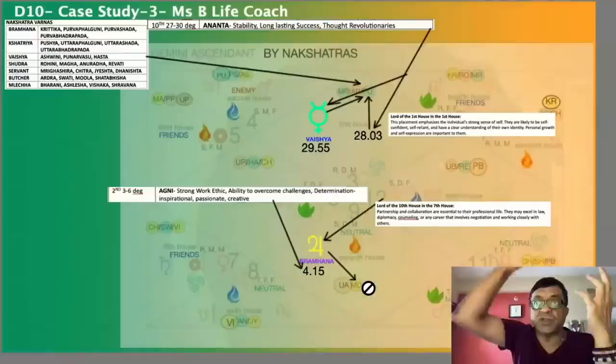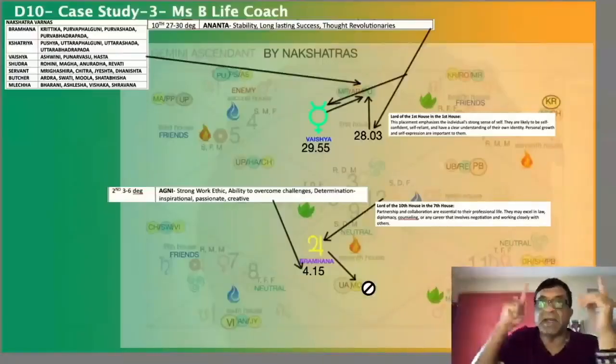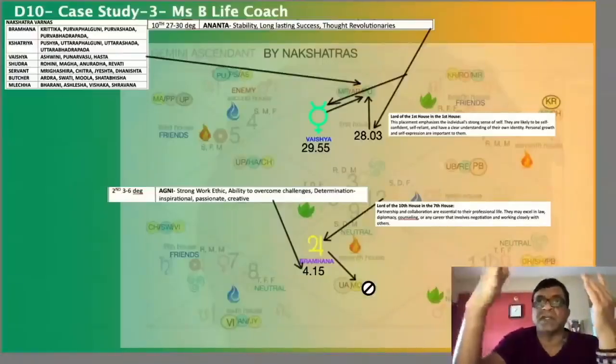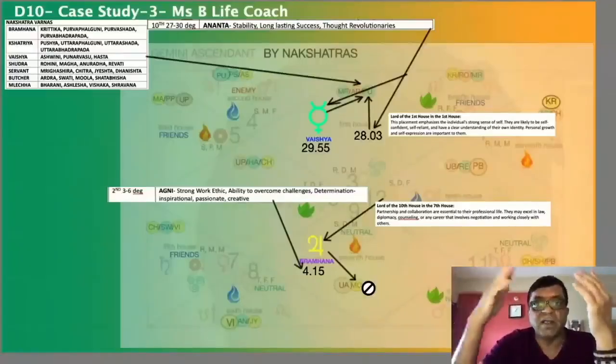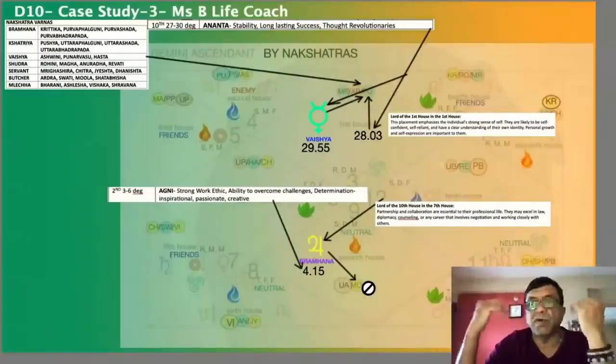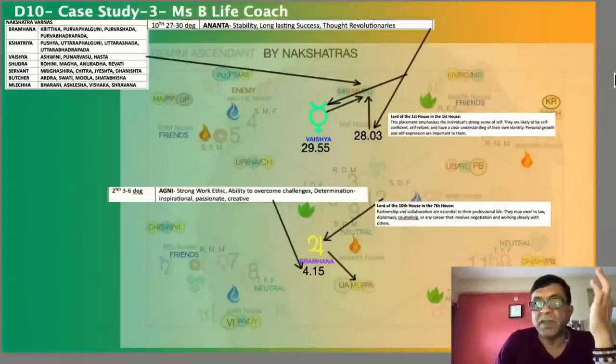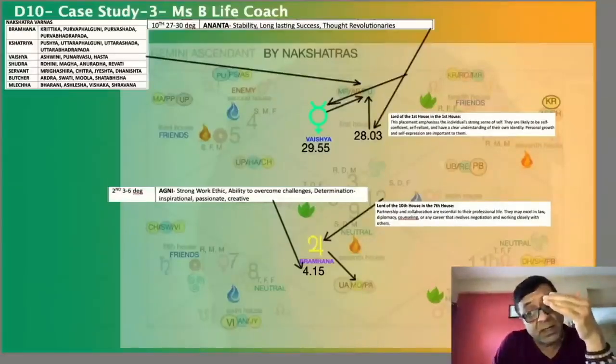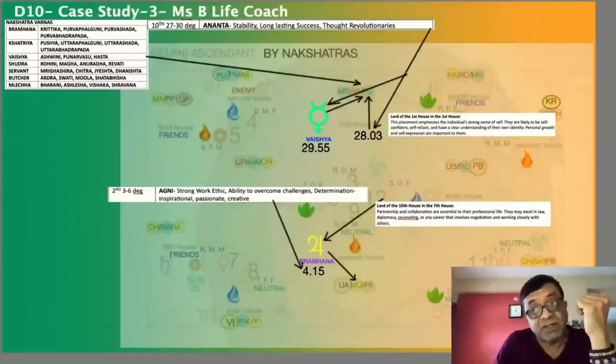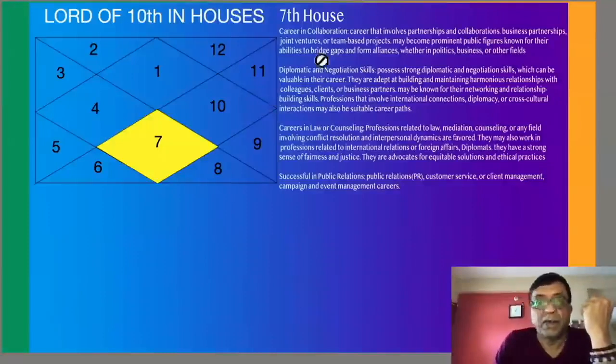And Jupiter wants to seek wisdom that is deeply buried in others because the 7th house is the house of Libra, is the house of others. They want to do everything in others. Okay, so let's see what the general characteristics are when the 10th Lord comes to the 7th house.